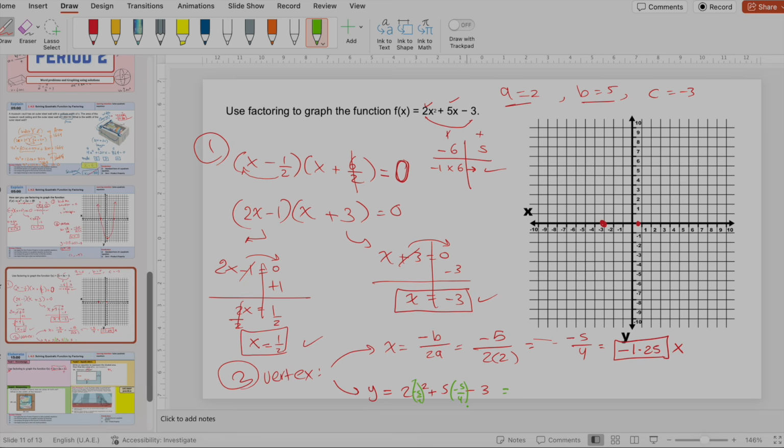Plus 5 times, or you can use negative 1.25, it's easier. Minus 3. You're going to get negative 6.125. This is the y of the vertex. So I have a vertex at negative 1.25 and negative 6.125. This is x, this is y.